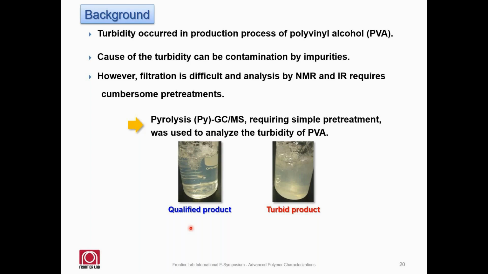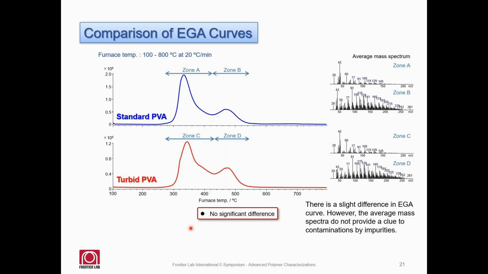So to address this problem, we quickly took the desired amount of sample and introduced both the qualified product and also the turbid product to our PYGCMS system. And as I talked about, initially we always do the EGA, whether the sample is known or unknown, we always recommend you to do the EGA. So this is the EGA data.